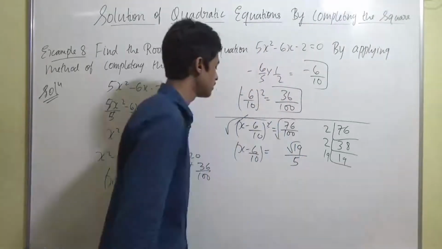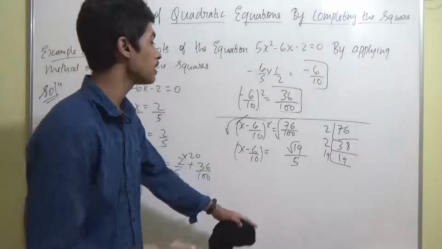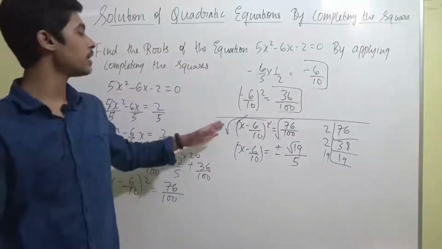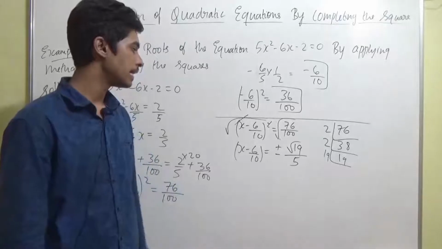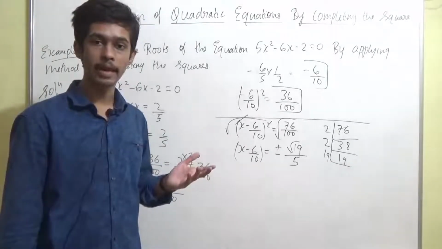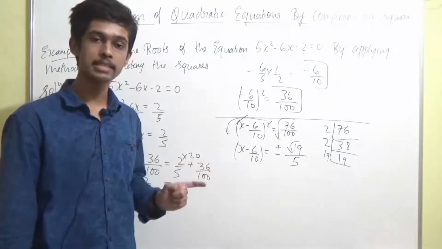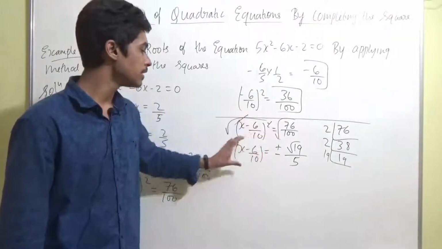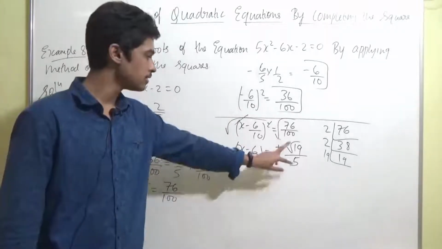Getting it, guys? And it doesn't become plus root of 19 by 5, it becomes plus or minus. Correct, because when square and root get cancelled, that's how it is, right? If you know the basics of squaring, for example, if x square equal to 9, x can be equal to plus or minus 3, right? That's how, if this whole quantity is equal to this, the rooted quantity is going to be equal to plus or minus this RHS.